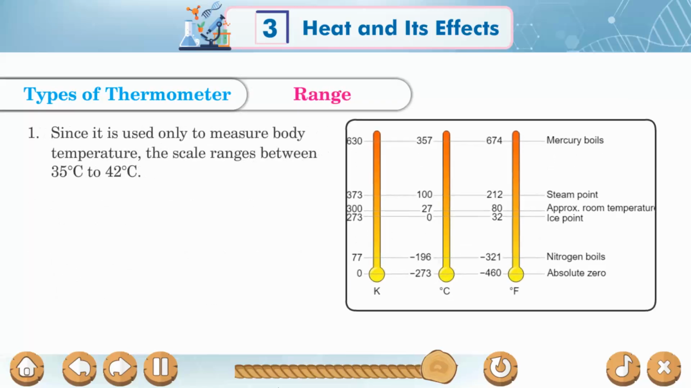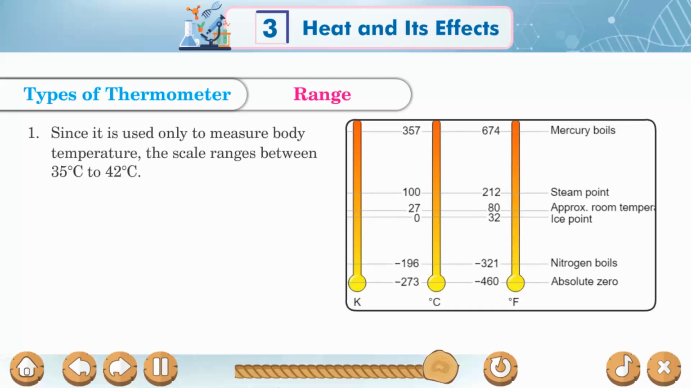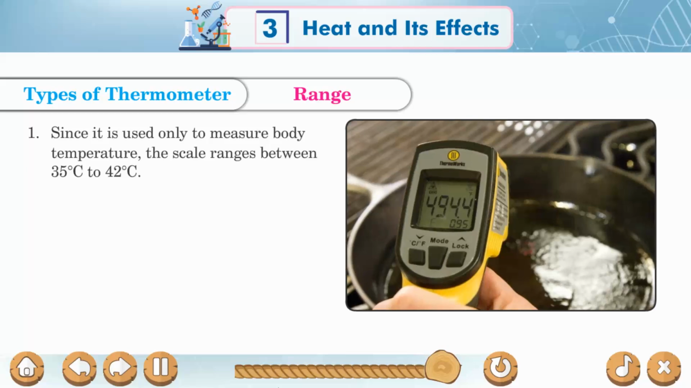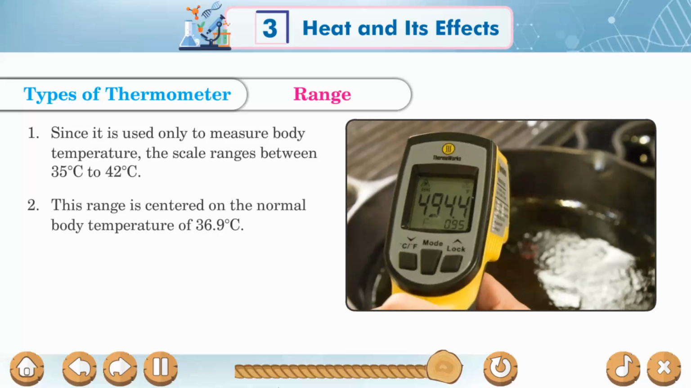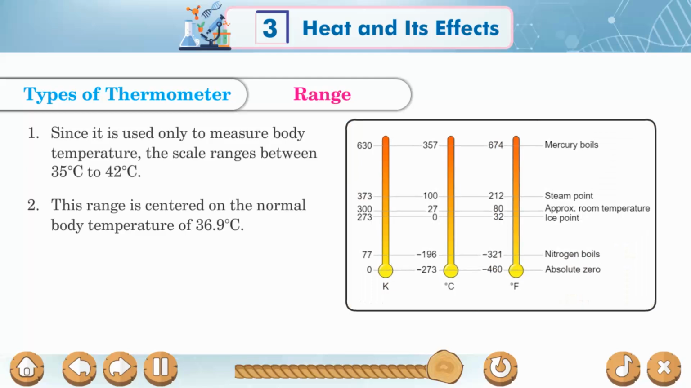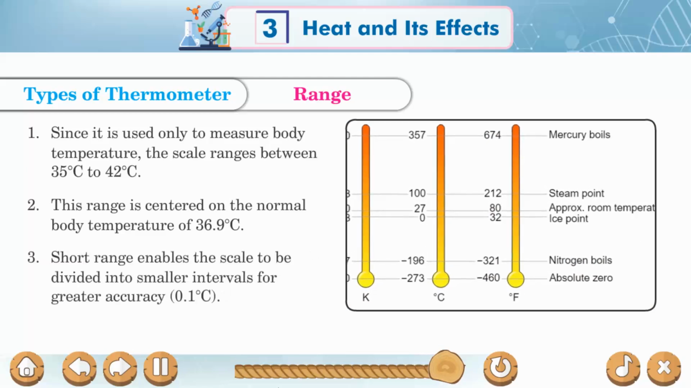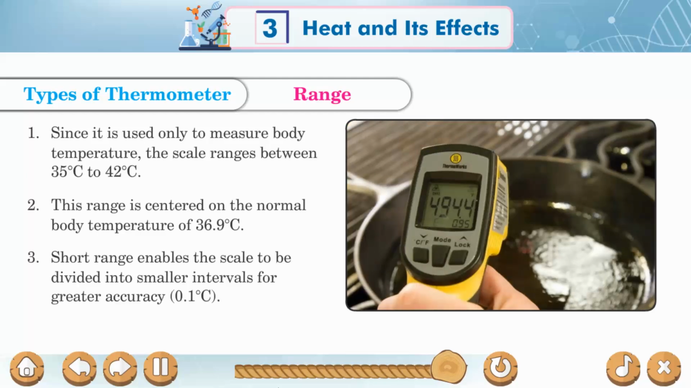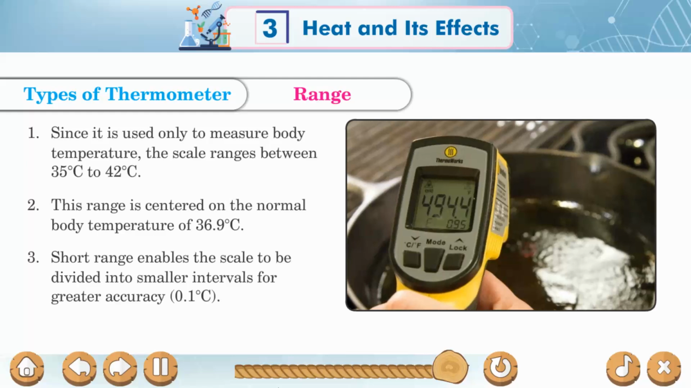Range. 1. Since it is used only to measure body temperature, the scale ranges between 35 degrees Celsius to 42 degrees Celsius. 2. This range is centered on the normal body temperature of 36.9 degrees Celsius. 3. Short range enables the scale to be divided into smaller intervals for greater accuracy, 0.1 degrees Celsius.